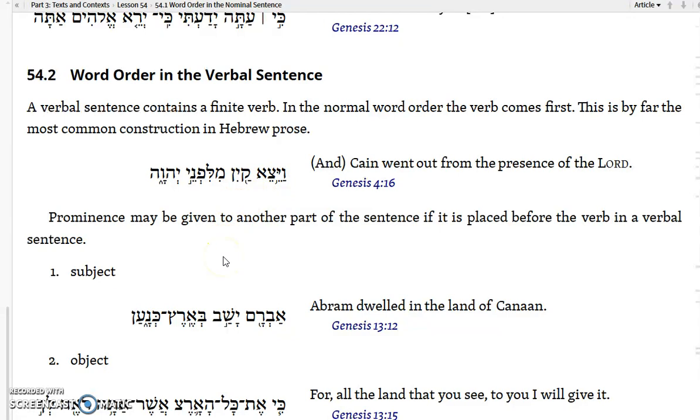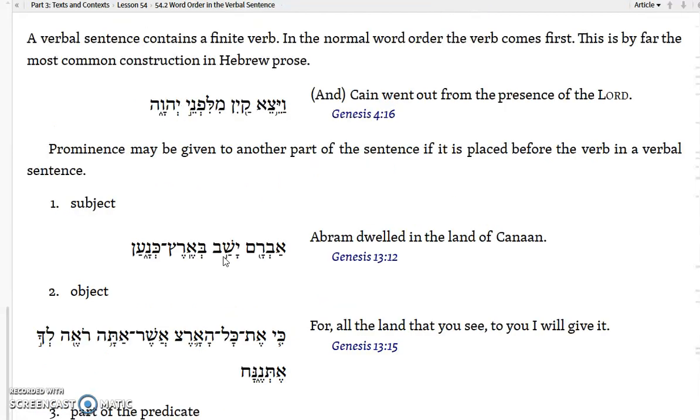But prominence may be given to another part of the sentence if it's placed before the verb. So you could give prominence to the subject by making the subject first. Abram yashav be'eretz Canaan. Abraham dwelt in the land of Canaan, giving some emphasis on Abraham by putting the subject first. You could even translate that as a pending case. And as for Abraham, he dwelt in the land of Canaan.